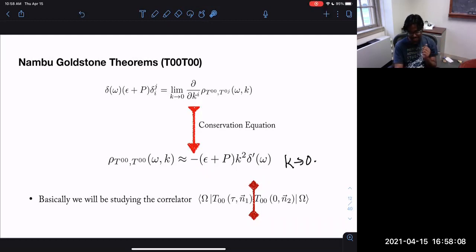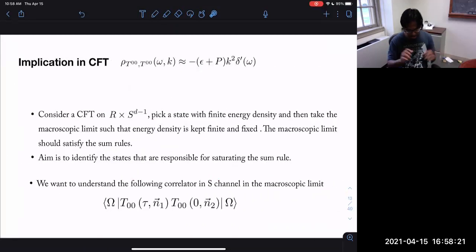You can see here I have used the notation tau and n1. This implies we will actually be starting with the correlator in a finite volume theory and taking the limit. To be more precise, just to put things on ground, we will be considering a CFT on R times S^(d-1), which I already mentioned again and again. We will pick a state with a finite energy density, and we'll take the infinite volume limit, which we call the macroscopic limit, while keeping the energy density finite and fixed.